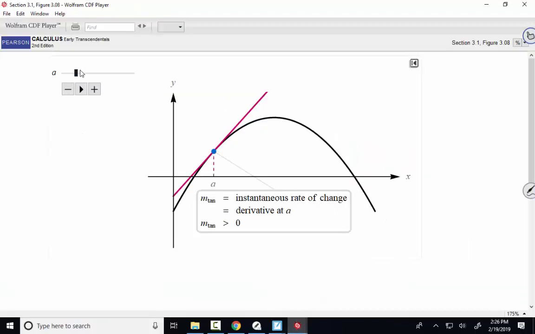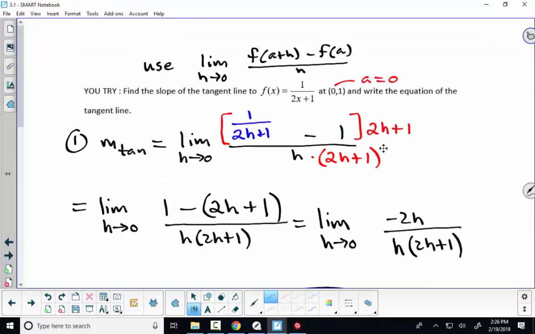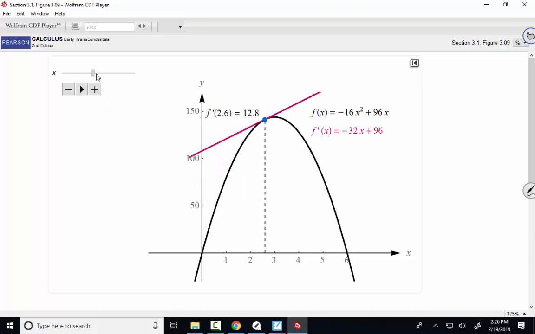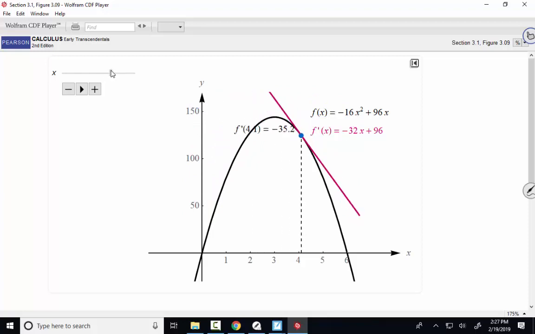Ultimately it's fine for finding the slope at a particular point, but the slope varies from x value to x value, depending on what curve you're actually on. Here are specific numbers. Here the slope of the line is 32 at an x value of 2. At an x value of 3, it's 0. At an x value of 4.1, it's negative 35.2. So we want to come up with a more efficient way to determine the slope of the tangent line at all points on a given function.